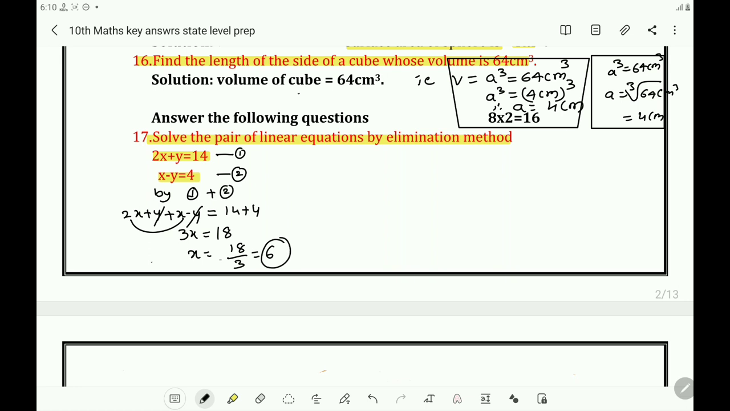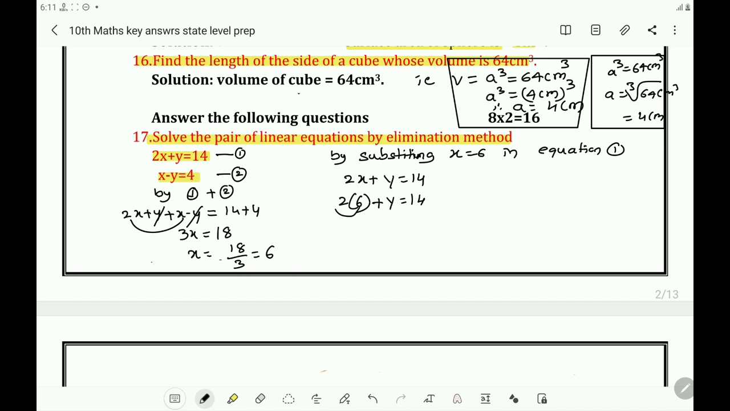Next, here you got the value of x as 6, and to find the value of y, substitute this value of x in any one of the equations. So by substituting x equals 6 in equation first, you write the first equation, 2x plus y equals 14, then 2 into x. What is the value of x? Value of x is 6. So in the place of x you write 6, plus y equals 14. Then 2 6s are 12 plus y equals 14, then y equals 14 minus 12, transferring this 12 to the RHS, which is equal to 2.